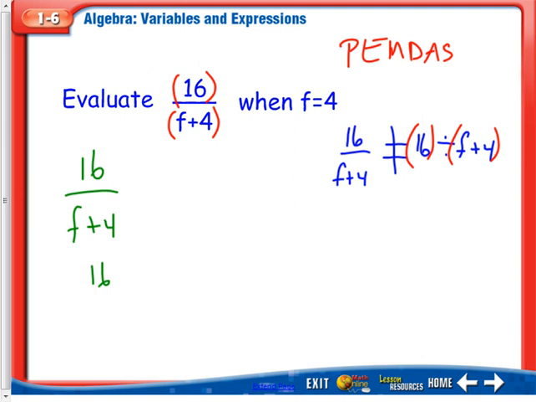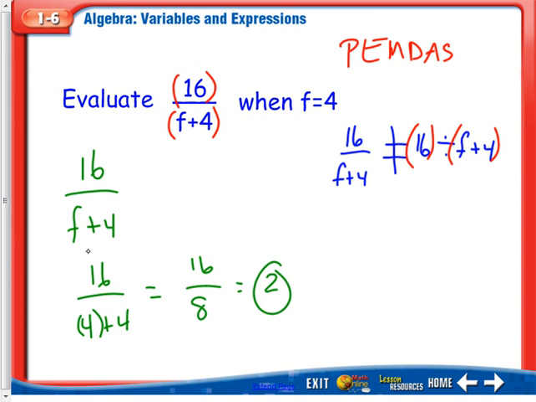So we're going to write 16 divided by 4 plus 4, and you can put this in parentheses if you want since you substituted. I know I'm running out of room, so I'm going to go ahead and say equals, and I'm going to go this way. So I'm going to say 16 divided by, now you add this together, you get 8. 16 divided by 8 we know is 2, and that's my answer, okay?